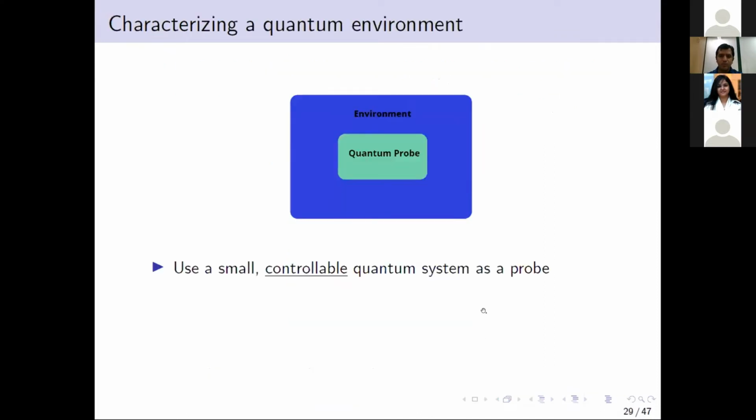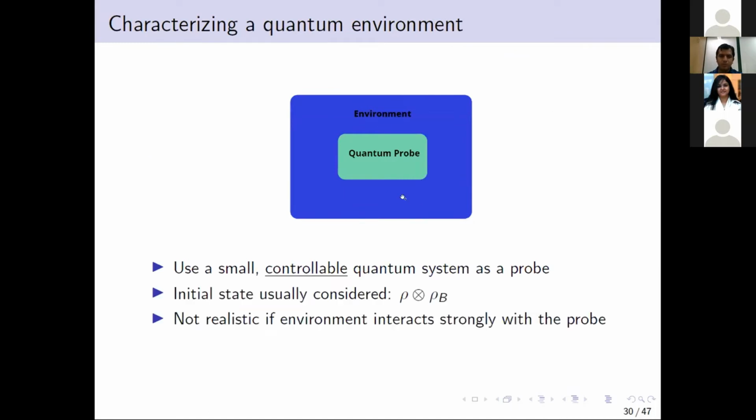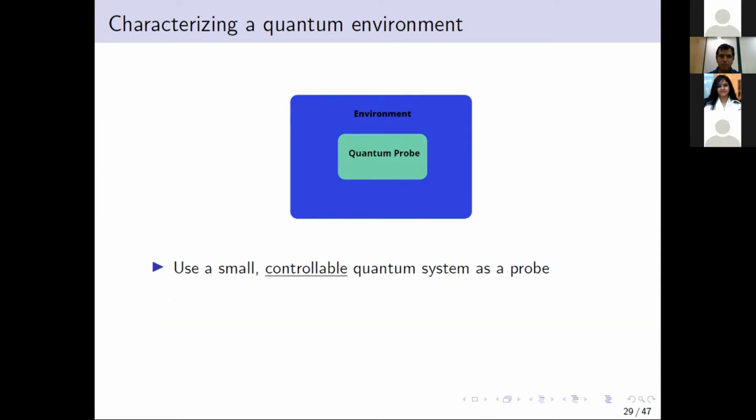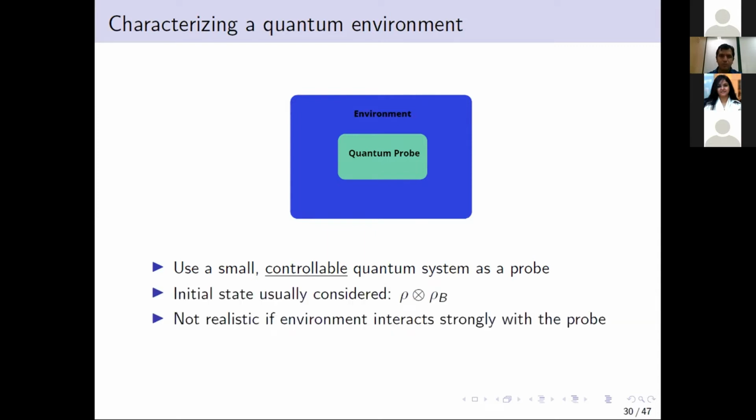I'll just briefly go through it. Okay. So essentially that's what I'm doing. And usually the initial state considered is that you have the probe and that is very weakly interacting with the environment. So you can take the initial state like that, just like I explained, but this is not realistic if the environment is such that it's automatically going to interact very strongly with the probe. Not all environments in reality are going to interact weakly with your quantum systems. We may assume that theoretically, of course, for our ease, because then we can apply perturbation theory, but in reality, experimentally, it's much more messy. What do we do then?